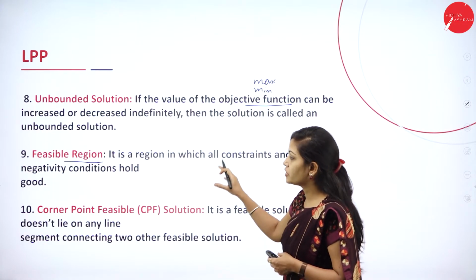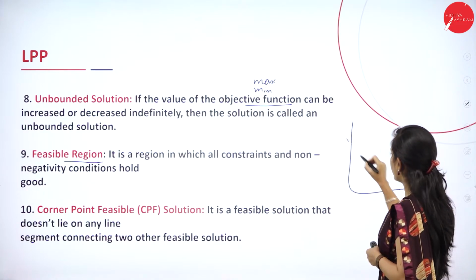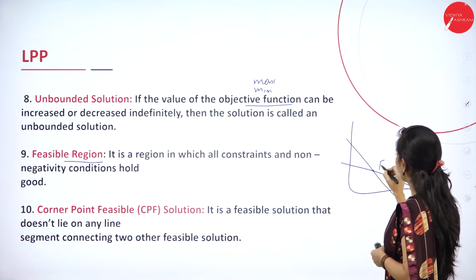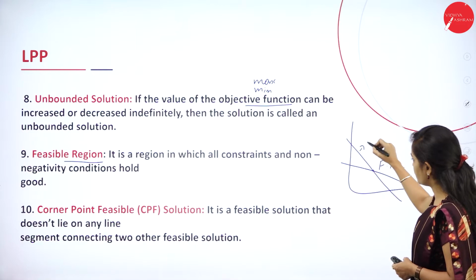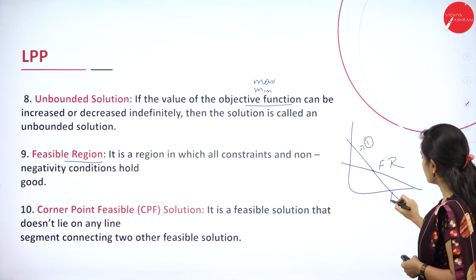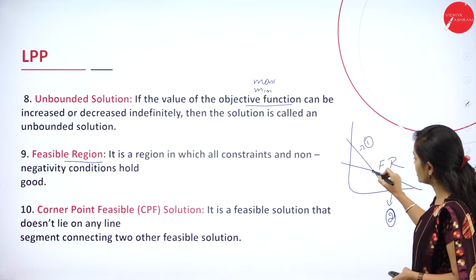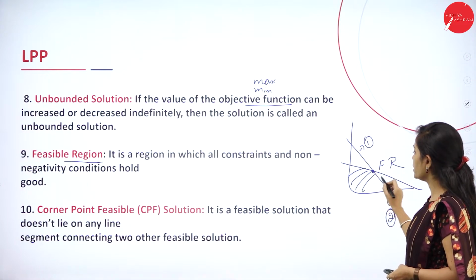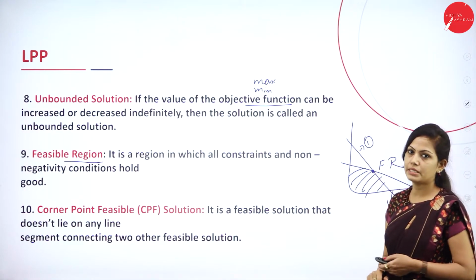It is a region in which all constraints and non-negativity constraints are satisfied together. So here I can call it the feasible region. Here this is the first constraint and this is my second constraint. Both the constraints are connected to each other. This region is called the feasible region. This thing I will explain in the graphical method.